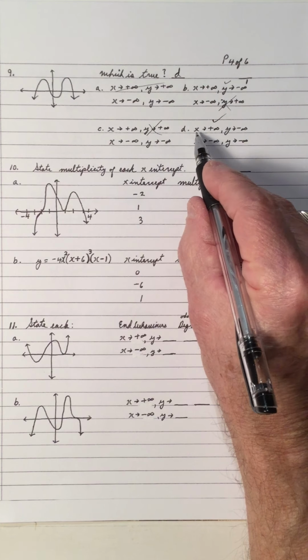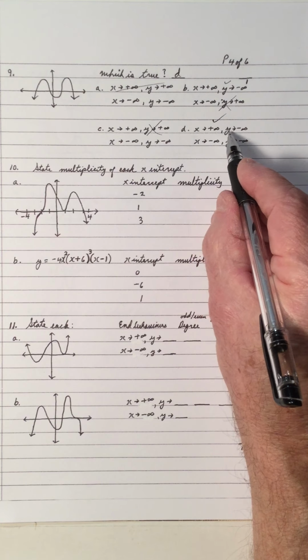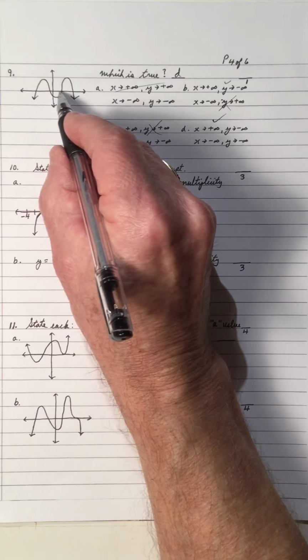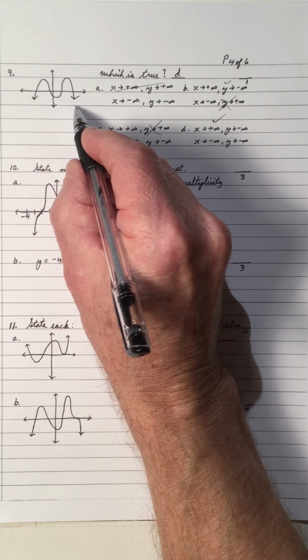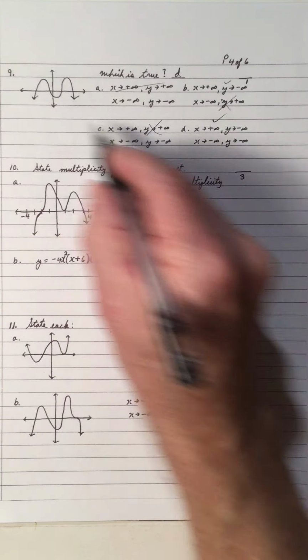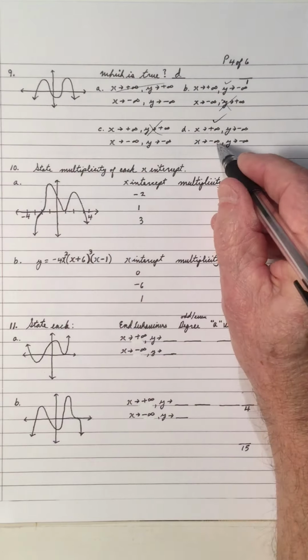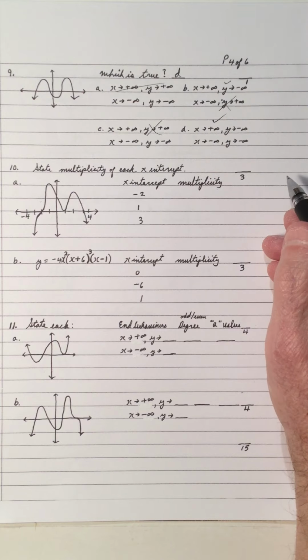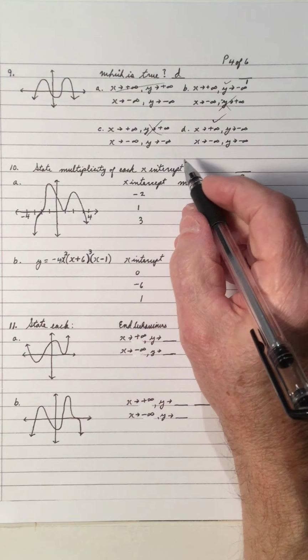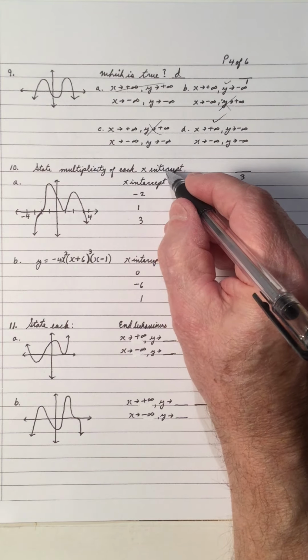Let's check. X is going to positive infinity, y is going to negative infinity. As x goes to the right, y is going down. And as x is going to negative infinity, going to the left, y is going to negative, going down. So D is the correct one. Give yourself a mark.